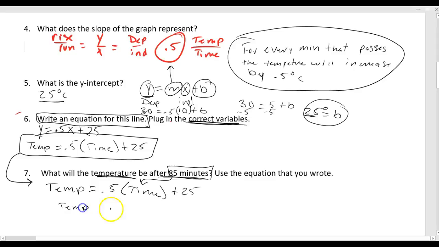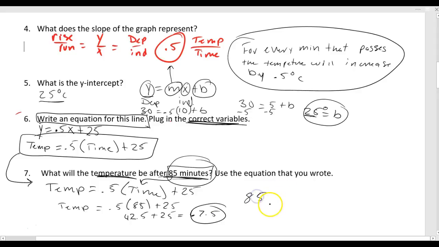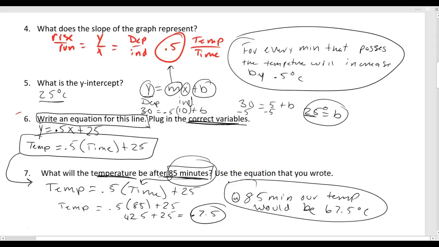So temperature is equal to 0.5 times 85 plus 25. 0.5 times 85 is 42.5, plus 25. 42.5 plus 25 is equal to 67.5. So at 85 minutes, our temperature would be 67.5 degrees Celsius.